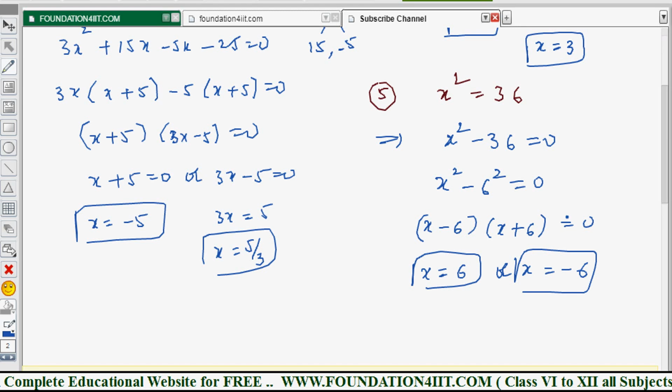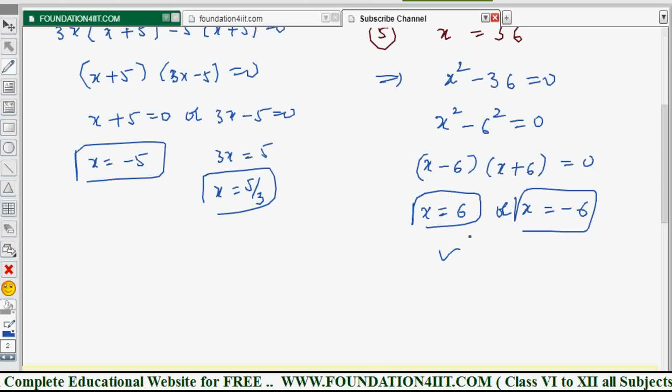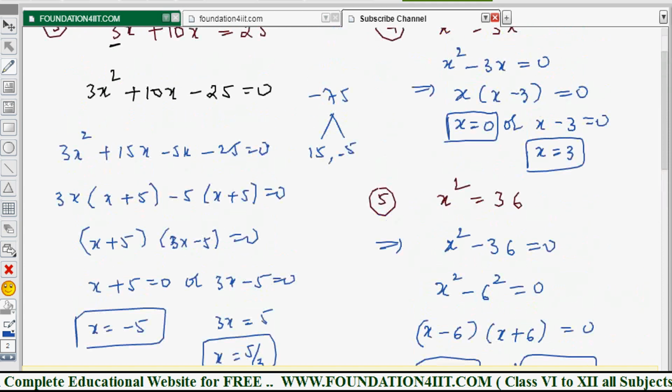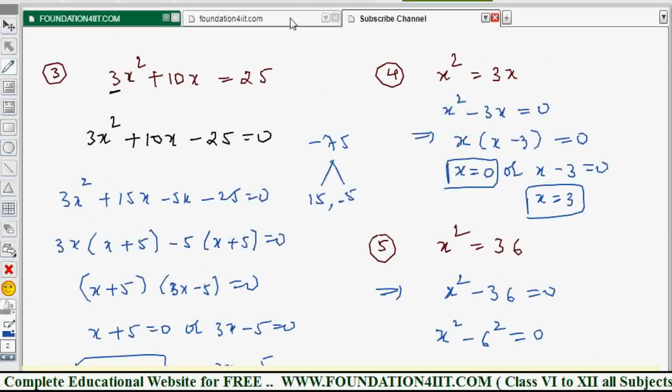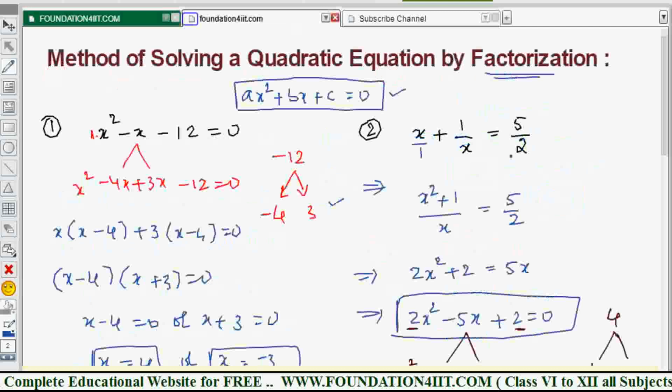Okay, because x minus 6 is 0 or x plus 6 is equal to 0. From those, these are the solution set. So according to this problem, the solution set is equal to 6 comma minus 6, right? Now these are the few examples I showed for the method of solving a quadratic equation by factorization.